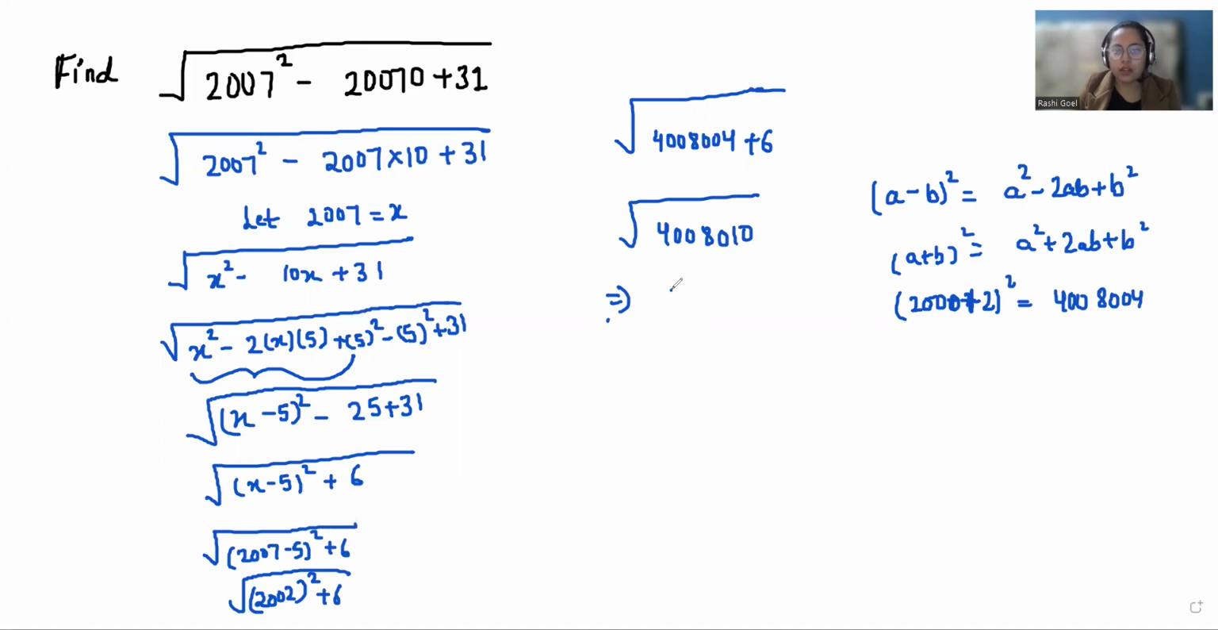Now this is the square root of, after doing the long division method, or finding the prime factorization and pairing up, then you get 2002.0014. That's how you can solve this type of problem.